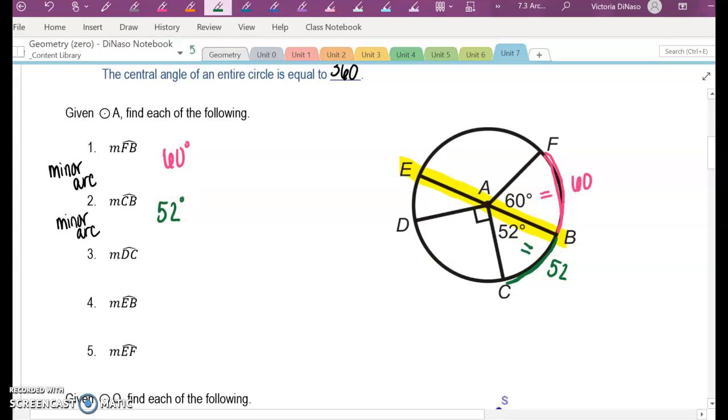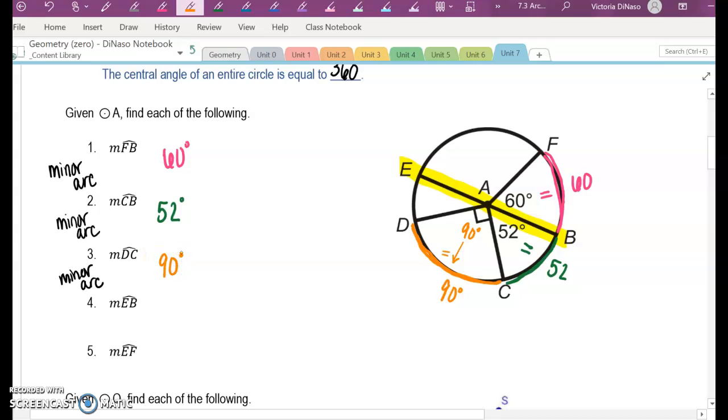The next one that we have is the measure of CD. So it's got two letters, this is a minor arc. And let's see, CD on the circle, its arc measure is right here. Well, that box in the corner would be 90 degrees. So since that's 90 degrees, it's going to be equal to this arc. So this is also going to be 90 degrees.